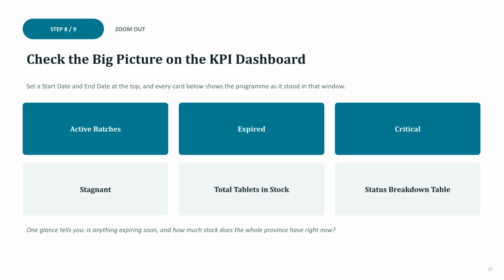Step 8 is for zooming out on the KPI dashboard. By setting a start and end date, you can view the status of active, expired, or critical batches across the province, giving you the big picture at a single glance.